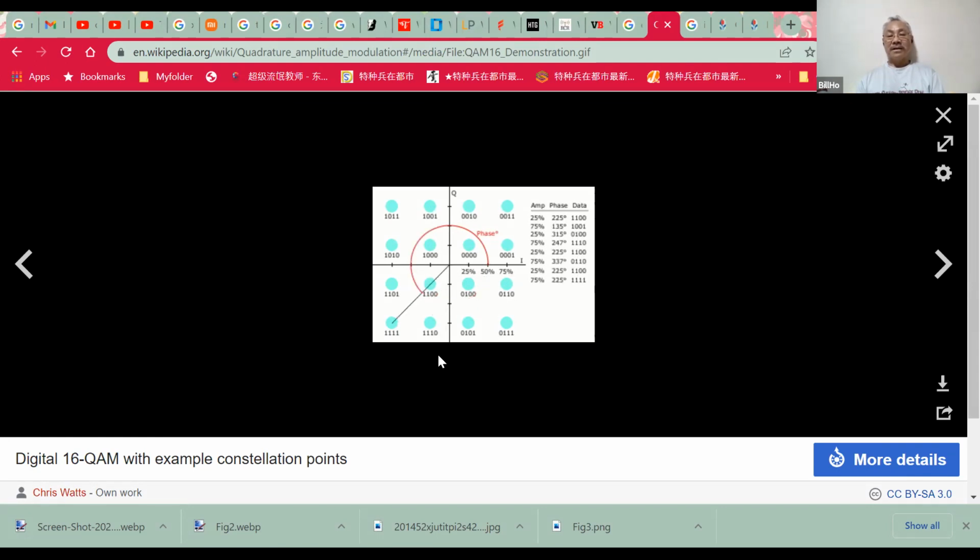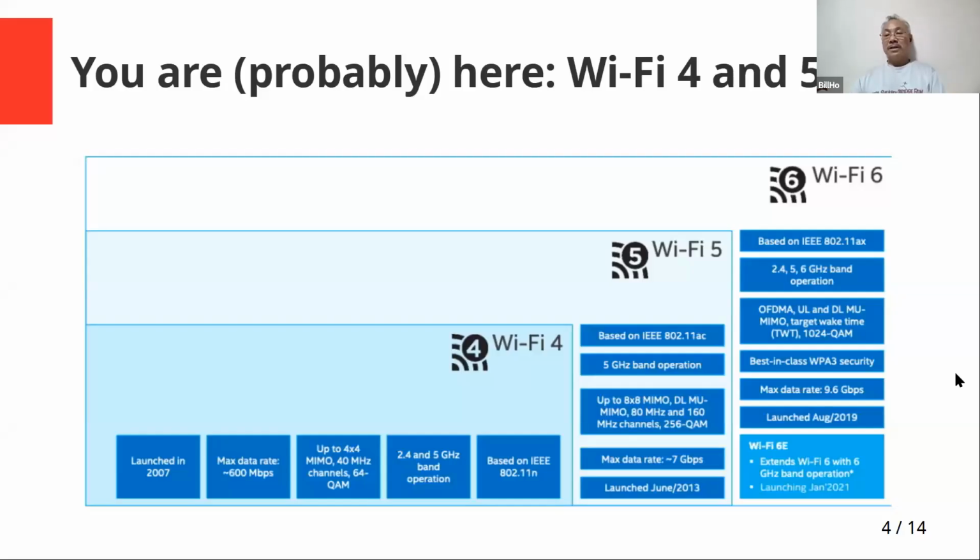And the Wi-Fi 6 will actually have 1024. Right? So each quadrant actually is 256 points. So there are four quadrants. Okay, so that was the QAM. So you can see the Wi-Fi 6 actually has 1024.